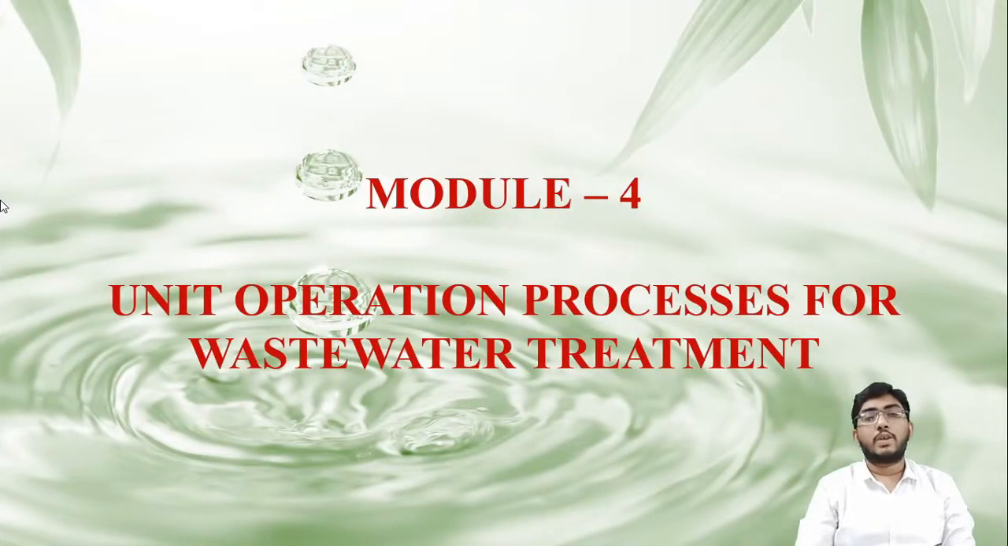Today we are going to start with another module, and that is the unit operation processes for wastewater treatment. Up till now we have already covered the collection and estimation of wastewater, as well as sewer appurtenances, which are the different types of sewer appurtenances and what are their functions, and the laying and testing of sewers. So today we will be discussing a new topic, that is, what are the different types of unit processes that take place in order to remove different types of impurities from the wastewater. So let us begin.